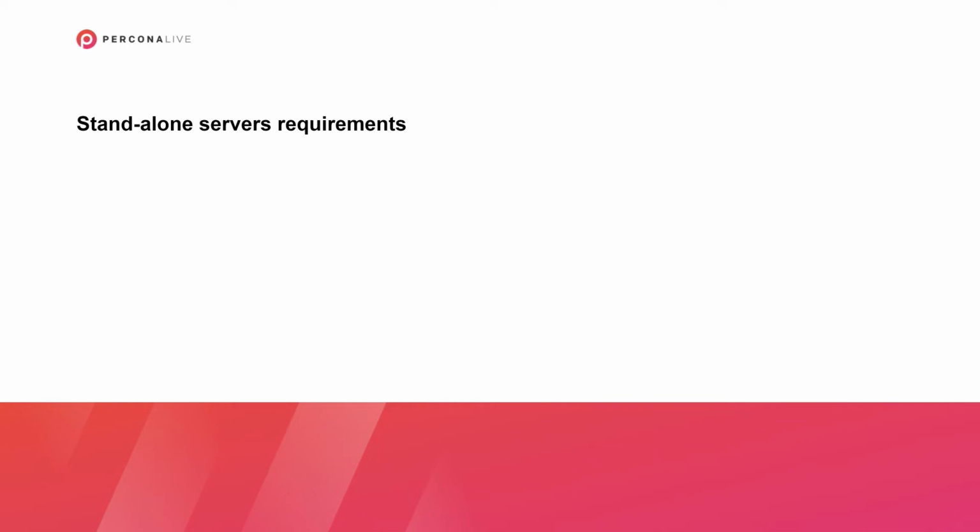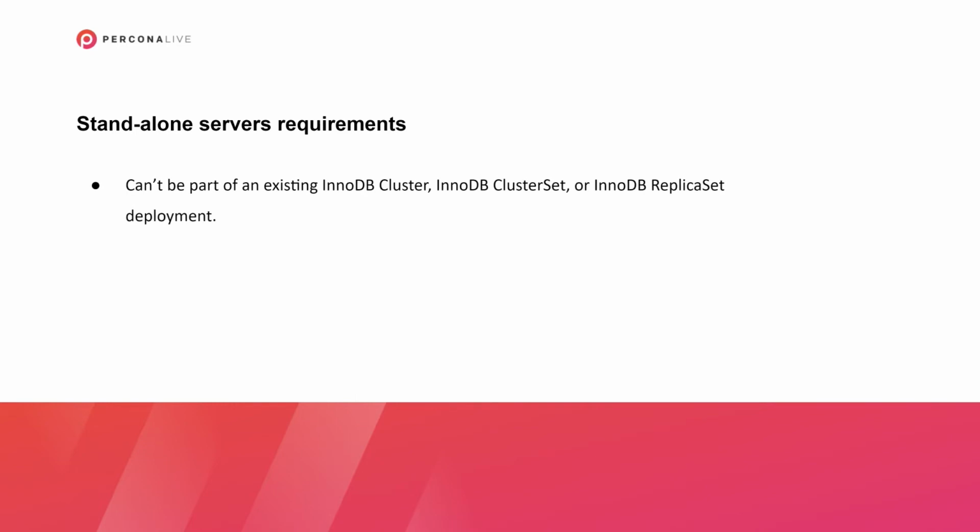And the standalone servers that are going to be used to build the replica can't be part of an InnoDB cluster, another cluster set, or a replica set deployment. They all need to be 8.0.27 plus, and all standalone servers need to be on the same version. This is also a requirement for the source InnoDB cluster, but you won't be able to build a source InnoDB cluster in the first place with mismatching versions.